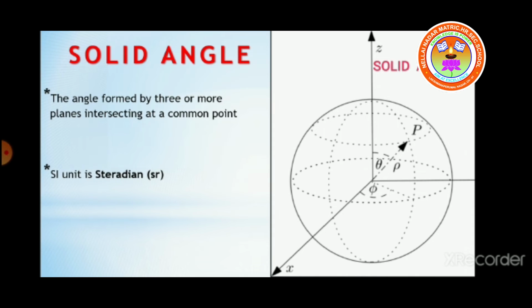Here, O is taken as the common point. The SI unit of the solid angle is steradian. It is denoted by the symbol sr. What is the unit of solid angle? Steradian. It is denoted by the symbol sr. So next, we move on to the definition of steradian.